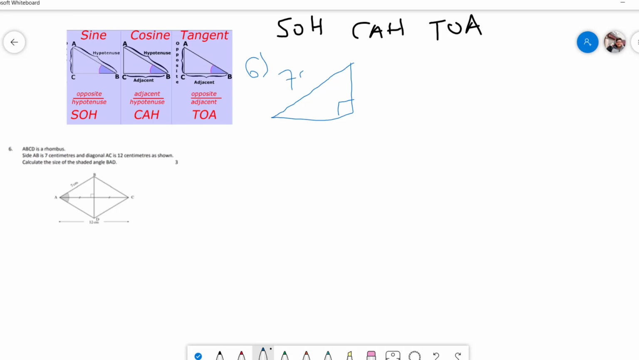We know over here that's 7 centimeters. Now we know from A to C is 12 centimeters, but this is just half of that. The base of that triangle is just half of that. So it'll be 6 centimeters. And the angle that we're trying to look for in this case is this angle here. I'll just call that x.